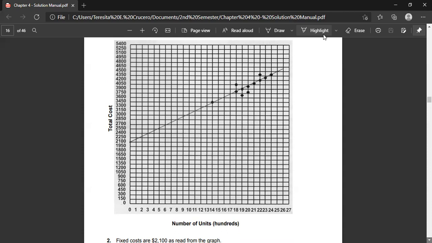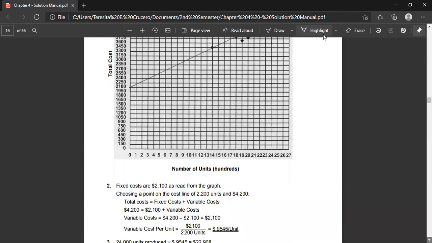2,200 units at a cost of 4,200. Okay? So we now have the total cost equals the fixed cost plus the variable cost. So we now get the variable cost of 4,200 minus the fixed cost of 2,100.